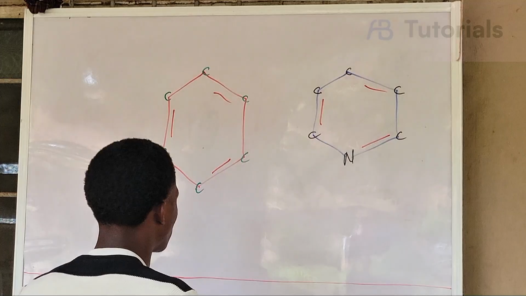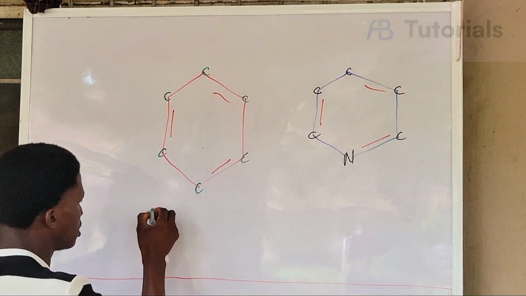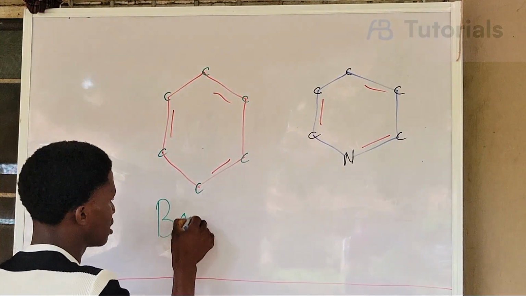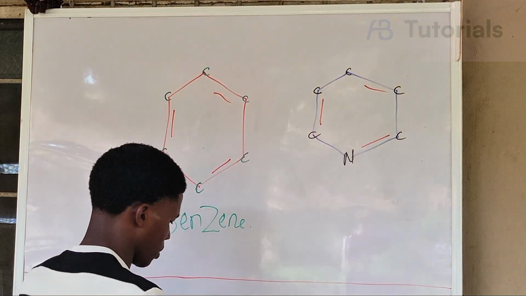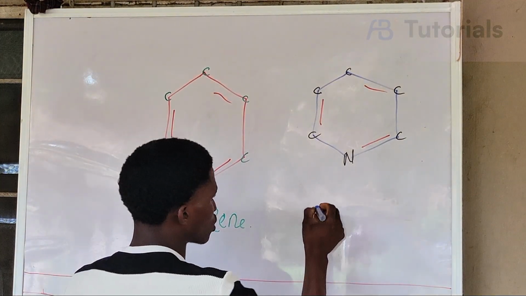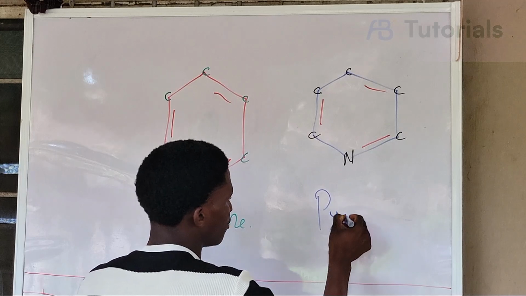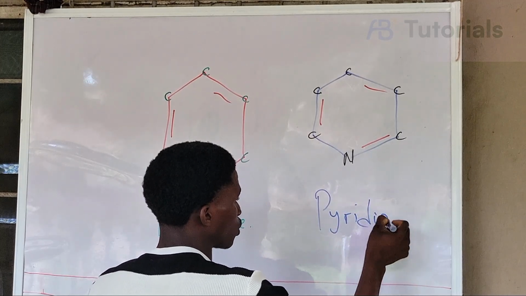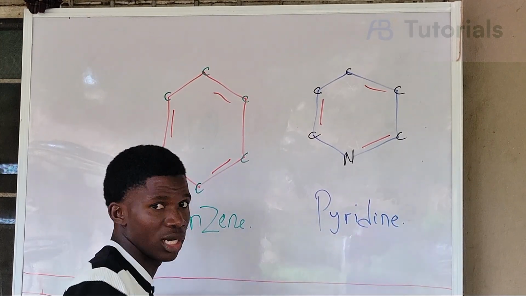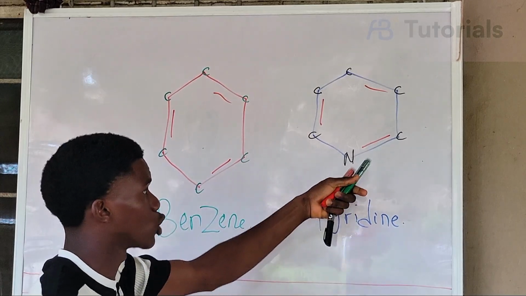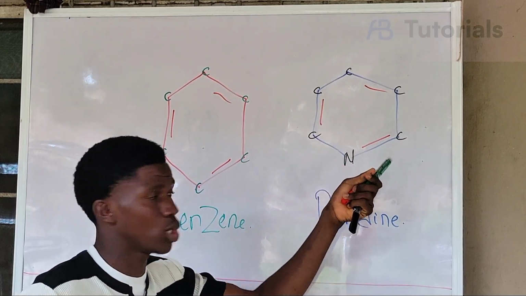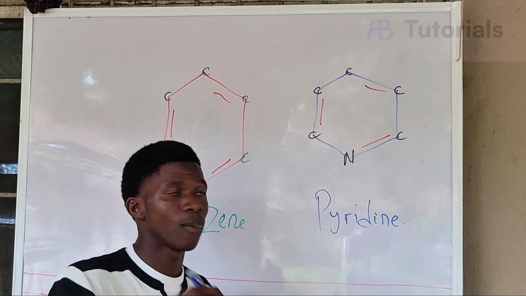So this guy is called benzene, right? What about the next guy? The next guy is called pyridine. And I am pretty sure you guys can draw the pyridine now. Your pyridine is just your benzene ring, but one of the carbons in the benzene ring has been replaced with a nitrogen.